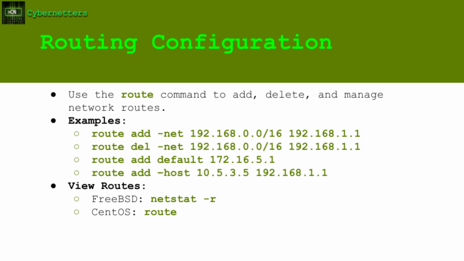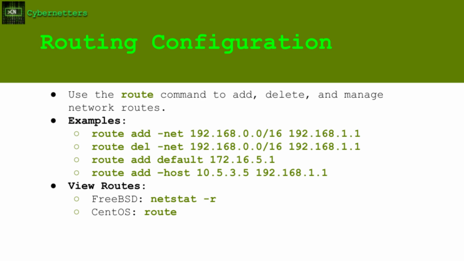The first command, route add, says if you need to reach anything in the 192.168.x.x range, send it to 192.168.1.1. The second command, route delete, removes that route. Maybe we changed our network and we don't want traffic going there anymore. Then we have route add default 172.16.5.1, which sets our default gateway. Basically, if there's no specific route for a destination, just send the traffic to this IP address and let it figure it out.